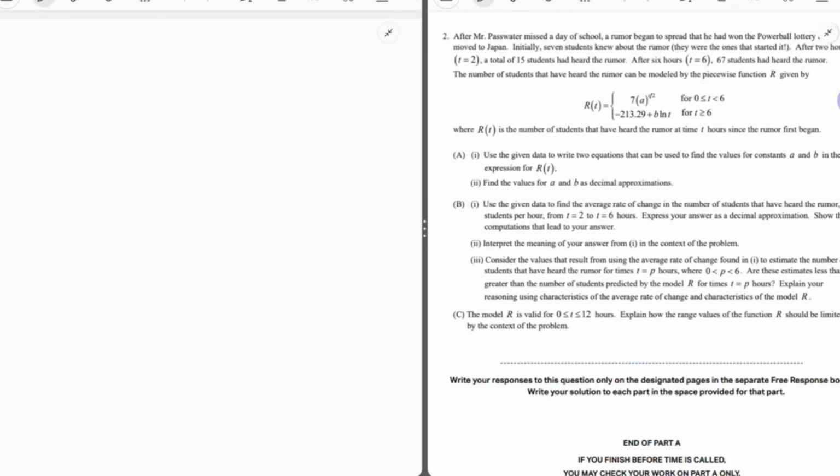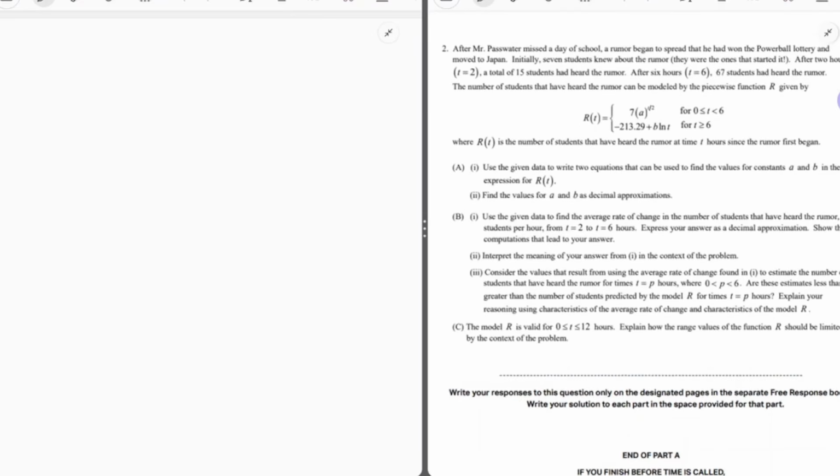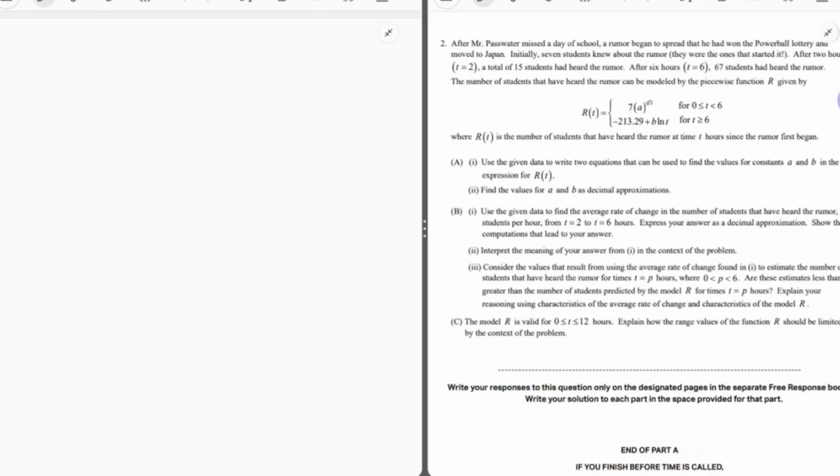Okay, so initially 7 students knew about the rumor. After 2 hours, 15 had heard the rumor. After 6, 67 had heard it. Here we've got a piecewise function r. Use the given data to write 2 equations that can be used to find the values for constants a and b in the expression for r of t. All right, well, this one's a little bit different. We're not actually running a regression on this one, but usually we do. We don't necessarily know that we're always going to for number 2.